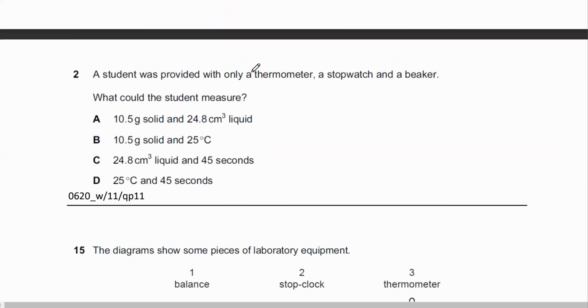This one, a student was provided with only a thermometer, stopwatch, and a beaker. What could the student measure? Answer this one quickly. You've been given three things. Option D. The thermometer is going to measure the temperature. The stopwatch is going to measure the time. The beaker doesn't measure anything. The beaker is only there as a container. That's just like the conical flask. It's not a measurement device.